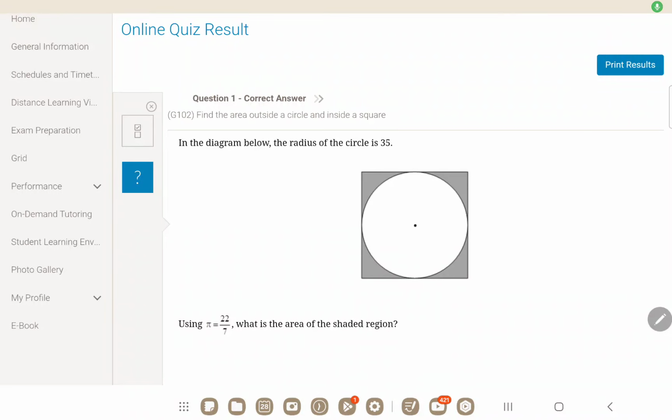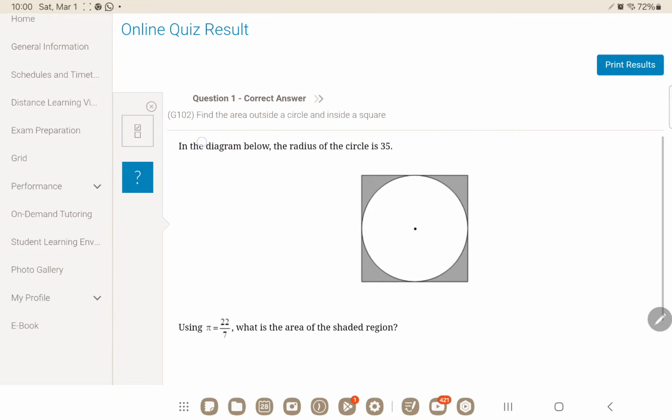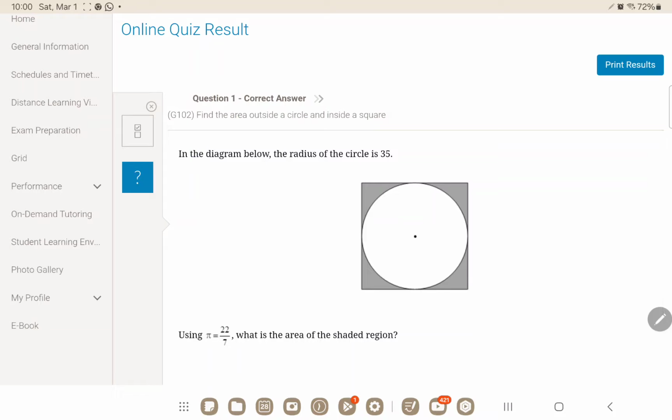So today we're going to be solving the 5.3 course practice geometry quiz for the periodic. Now let's start. They're asking us, using pi equals 22/7, what's the area of the shaded region? So the shaded region is the square minus the circle. It's really easy. They told us the radius of the circle is 35.